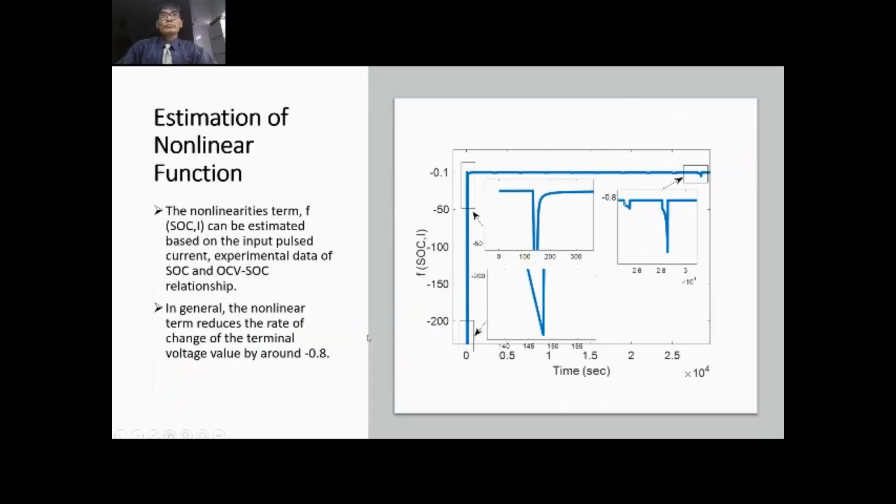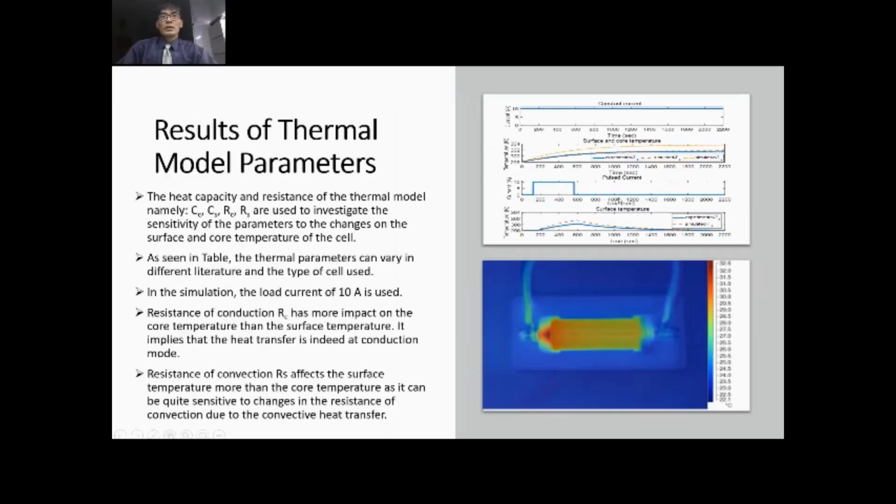We also need to estimate the nonlinear function, which is the F term in this equation, if you can remember that. We estimate it based on the input pulse current experiment data of SOC and the OCV-SOC relationship. In general, the nonlinear term reduces the rate of change in the terminal voltage by around minus 0.8 volts. You can make some of this observation from here.